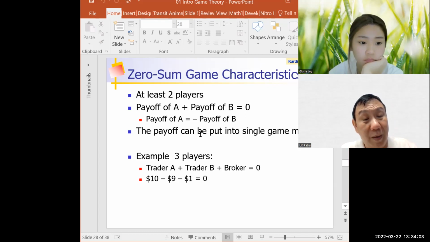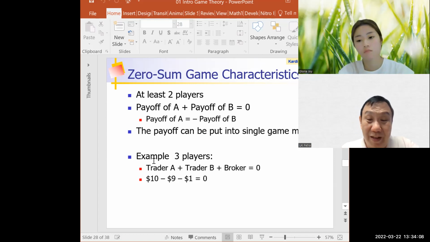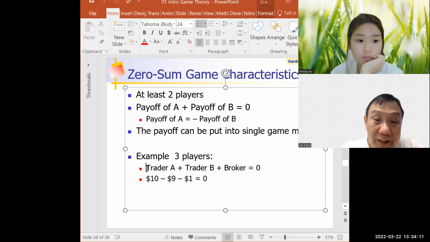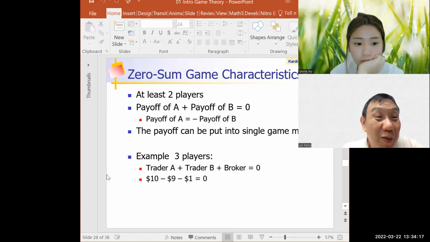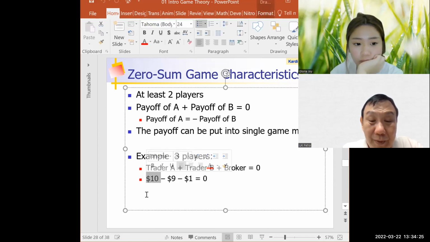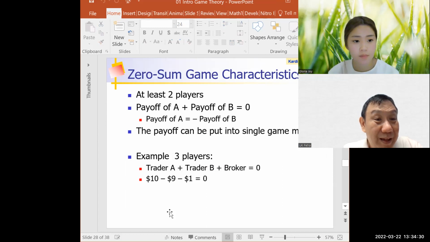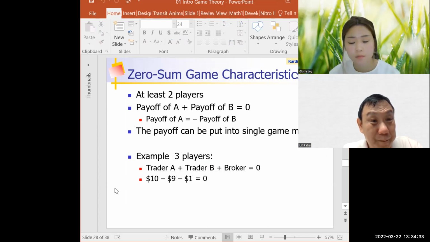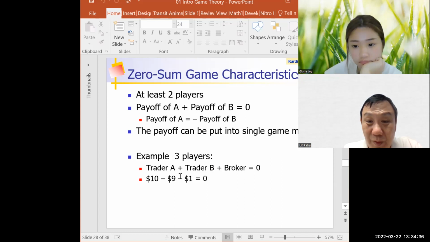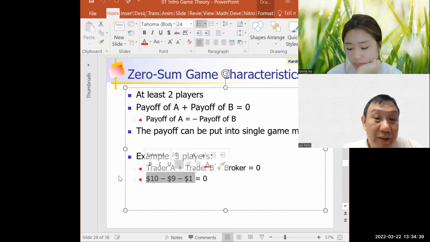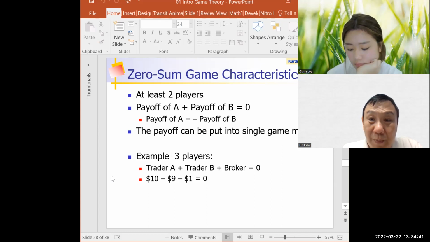It is possible to have more than 2 players. For example, in trading, if you play stock in the market, you have 2 traders, A and B, but there is also another one. What is that? The broker. The broker always wins. Say trader A buys at 10, for example, the seller earns 9, and then the broker will get 1. So remember the total is 0. That is the characteristic of a zero-sum game.